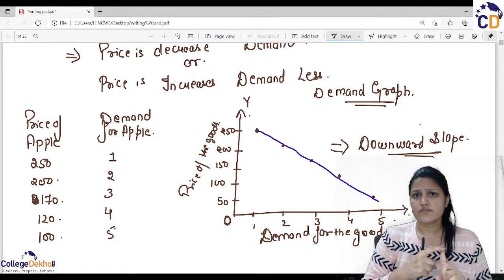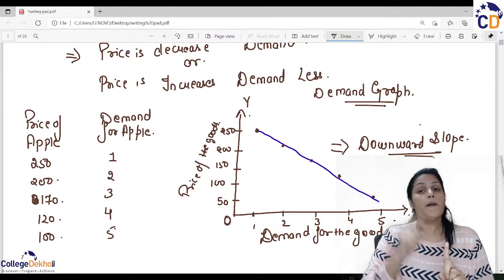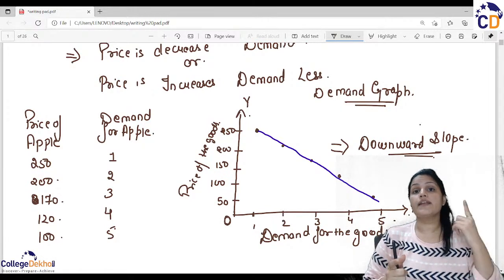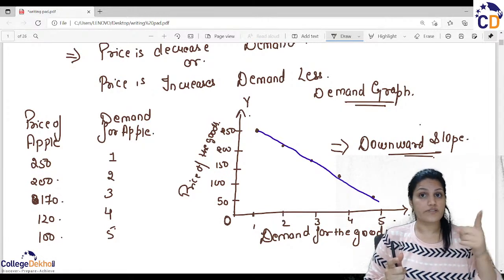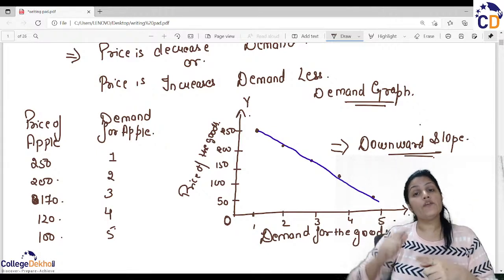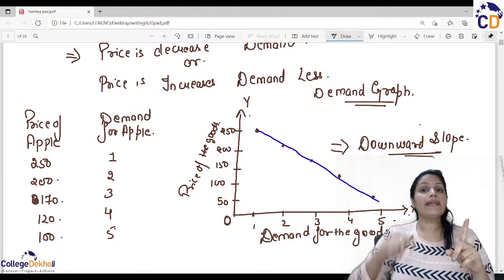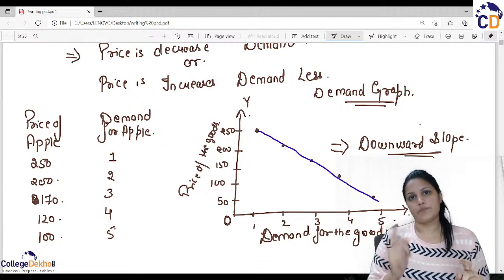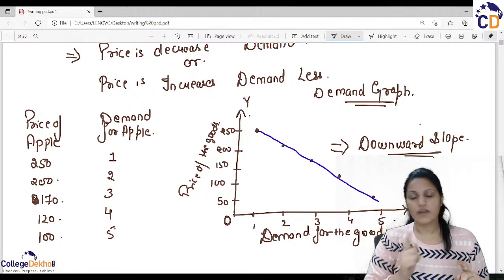Demand is nothing but a desire. Purchase and demand are different things. Demand means our wants, what we are willing to buy. And purchase is when we are ready to buy. Willing and ready are the main difference between demand and purchase. Understand this?